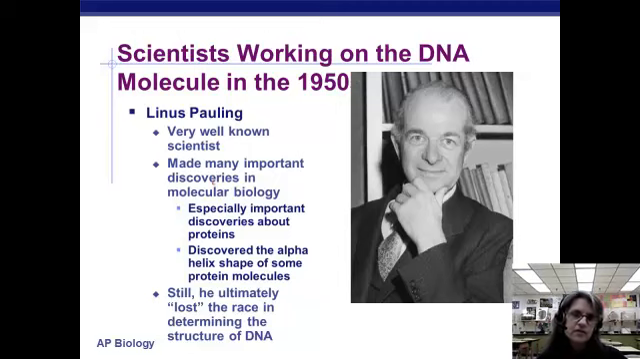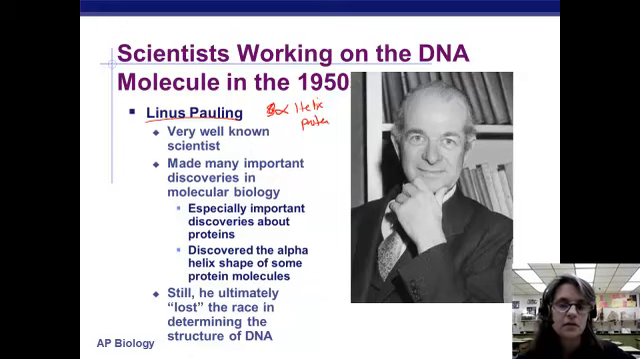Now, quick little history lesson, and then we're going to stop and cut this off, and then we'll pick it up again. Linus Pauling was a very, very famous chemist prior to and during the time that DNA was discovered. He discovered the alpha helix structure, the spiraling structure of certain proteins. He knew a lot about proteins, and it was pretty much assumed that this guy, since he knew so much about biochemistry, was going to figure out how DNA worked too. He didn't. But it was thought he would.